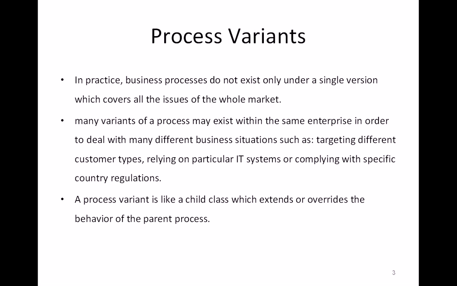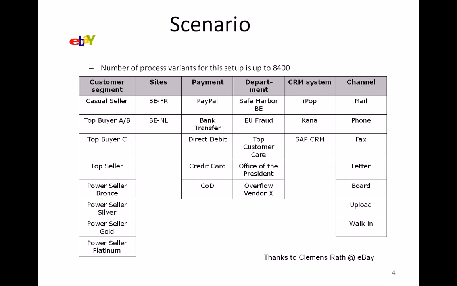A process variant as a concept is like a child class which extends or overrides the behavior of the parent process. In our demonstration, we rely on a real-world scenario, which is running at eBay. eBay has a number of process variants, up to 8,400 models. These models cover different domains like customer segments, sites, payment, department, CRM systems, and channel.